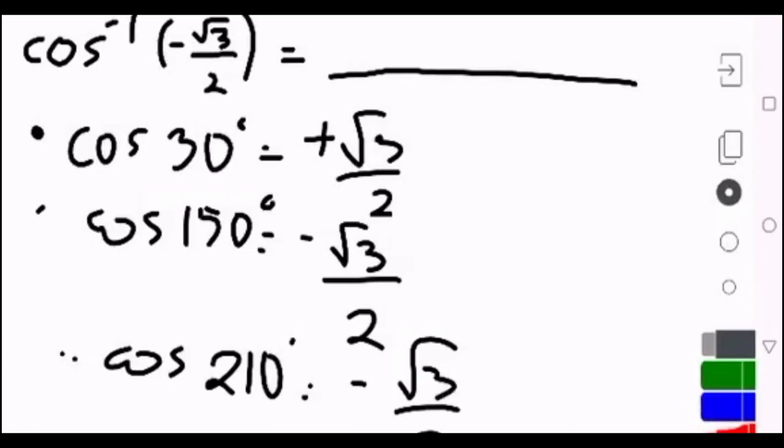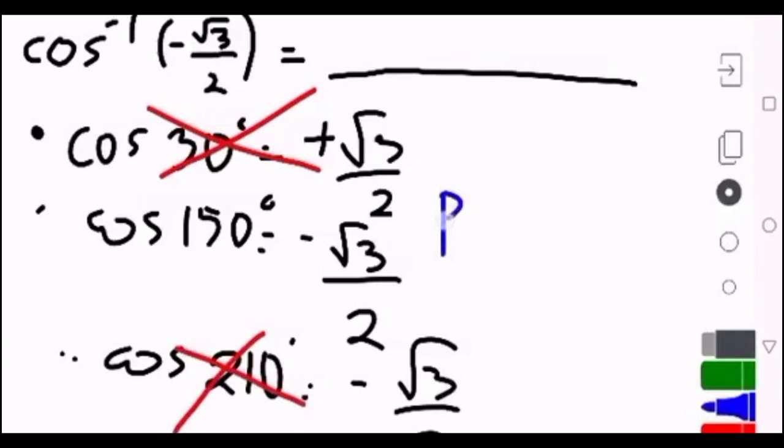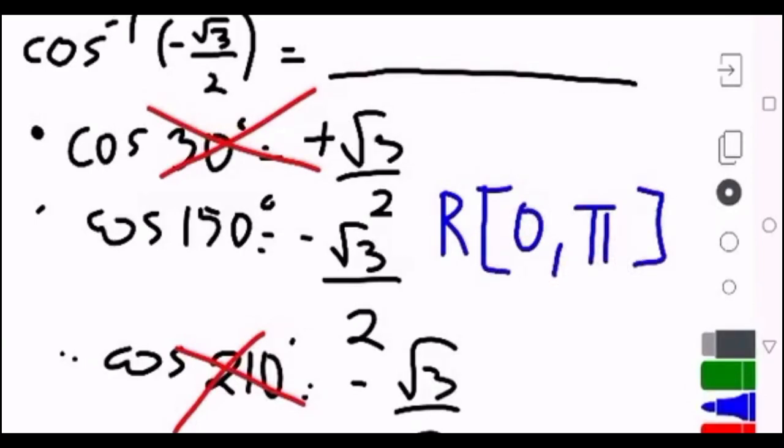So, let's eliminate yung mga hindi possible answer. So, cosine 30 is eliminated na agad since negative yung hinahanap natin. Next, yung cosine 210 degree ay ma-eliminate din dahil nasa quadrant 3 siya. As I said earlier na yung range ng arccos natin ay 0 and pi. So, the final answer will be cosine 150 degrees or 5 pi over 6.